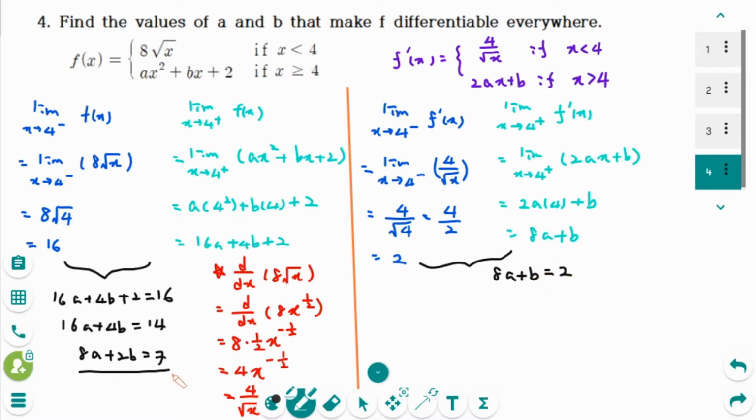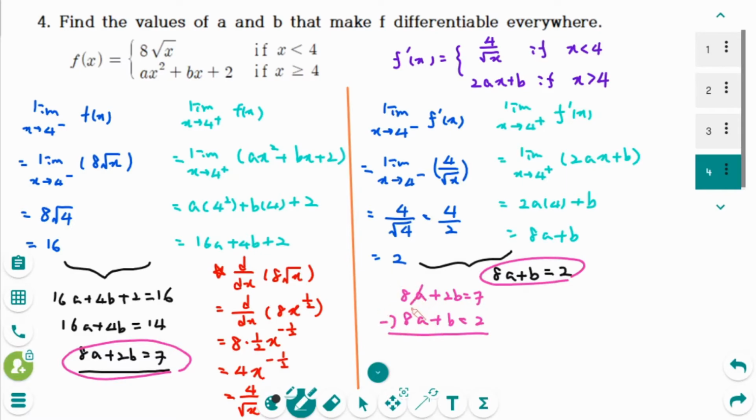Now we have two equations. The first one is 8a plus 2b equals 7, and the second one is 8a plus b equals 2. Then use the elimination method, subtract, so b equals 5. Then put into 8a plus b equals 2, so 8a equals minus 3, so a equals minus 3 over 8. So b equals 5, a equals minus 3 over 8.